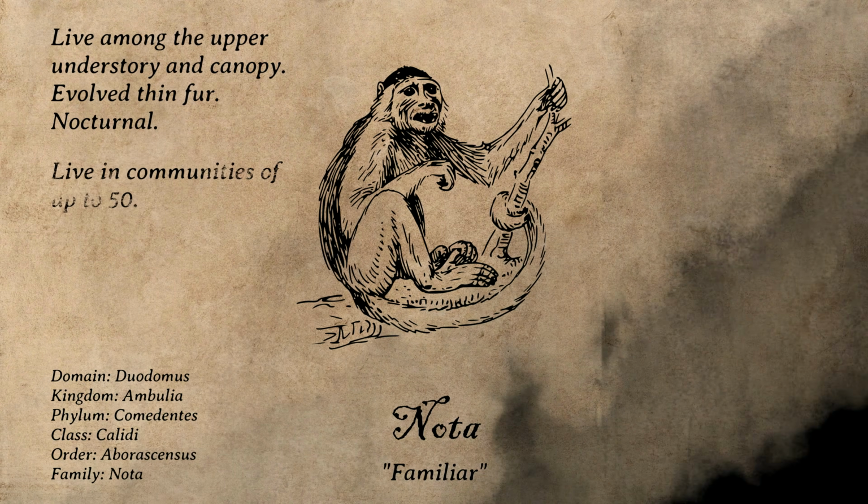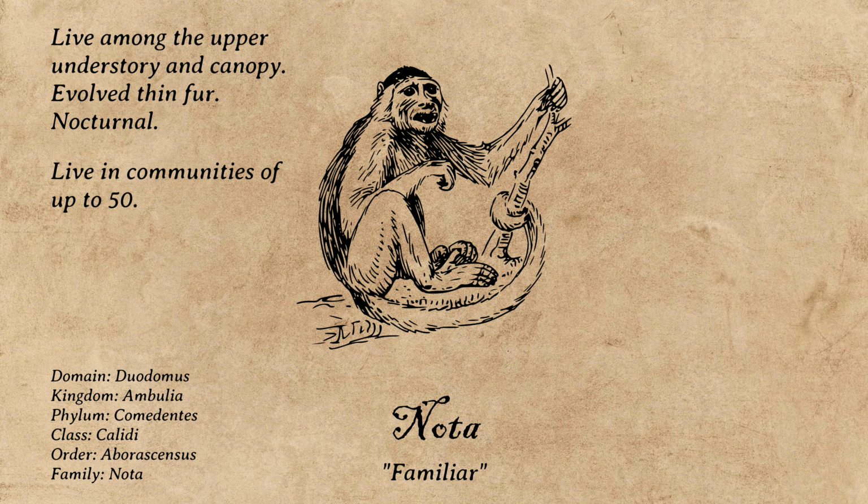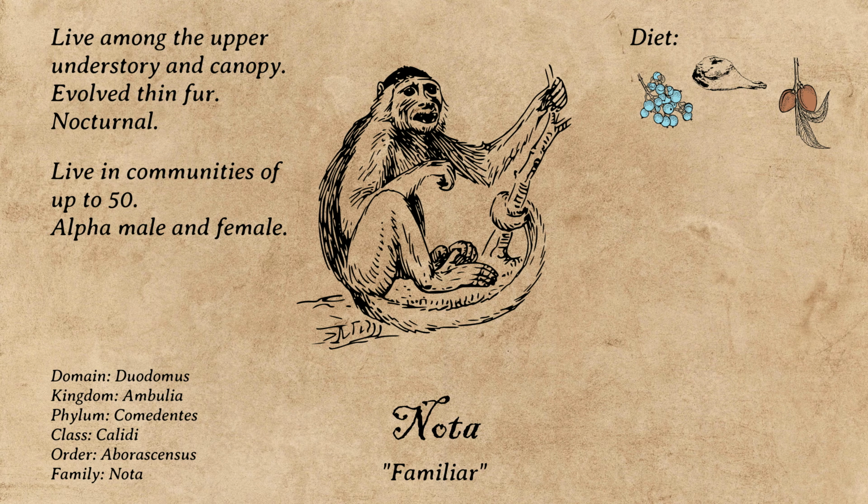Nota live in communities of up to 50 individuals, with both an alpha male and female leading the community. Males collectively hunt prey that they return to their communities, while females gather and stockpile fruit and nuts to be distributed. If you are a human viewer, then it'll be unsurprising to you that Nota are one of the first creatures across Locus to utilise tools in their day-to-day life.